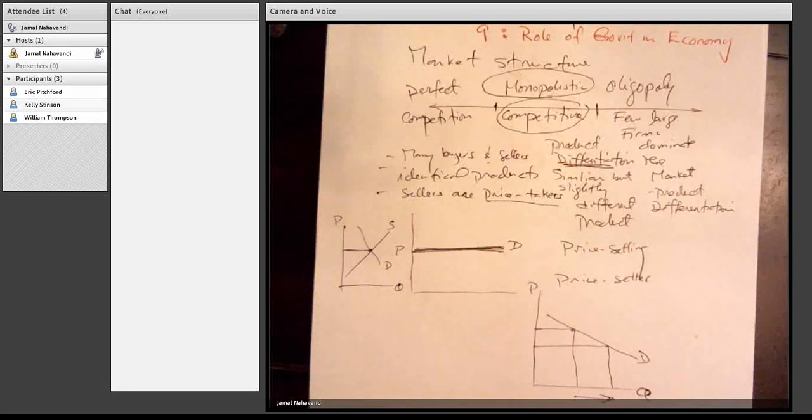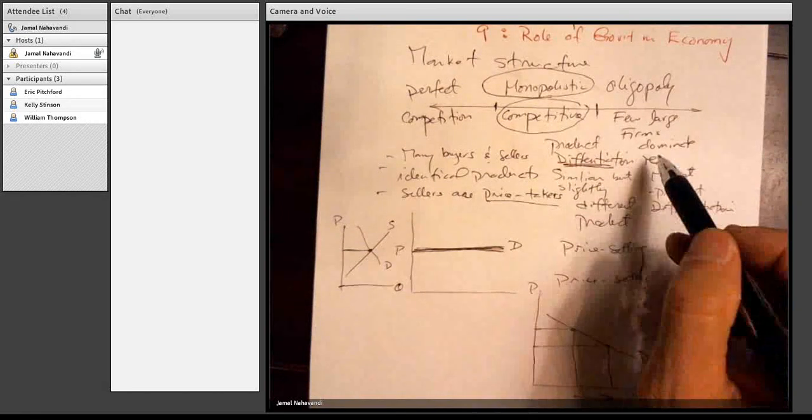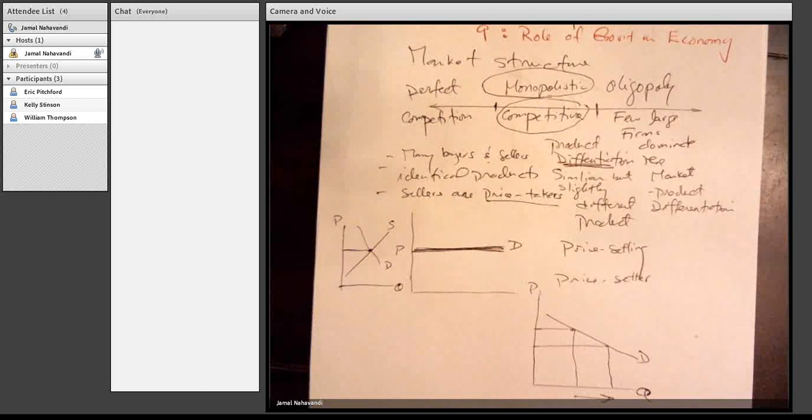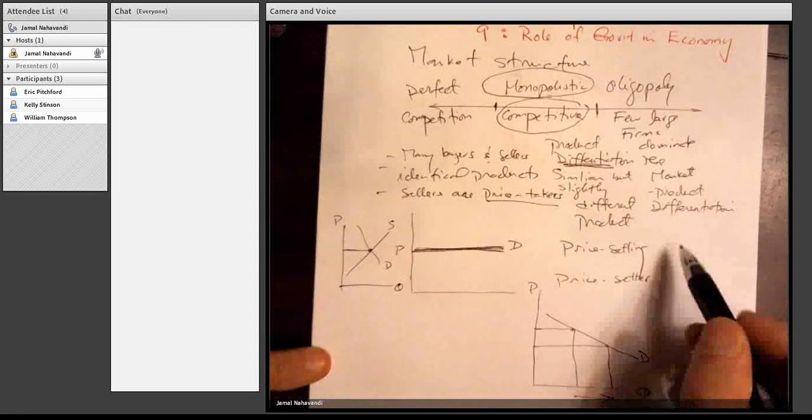But the biggest characteristic is that few firms dominate the industry, such as automobile, steel, oil, airline manufacturing, those type of things. And so in this case, you also experience high market power.